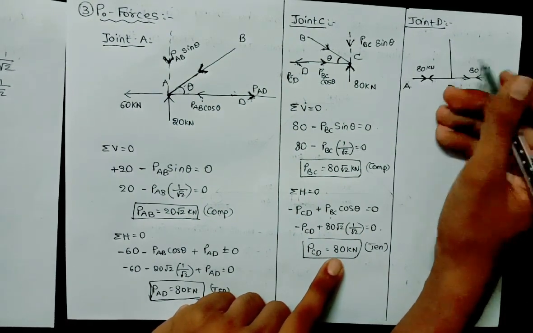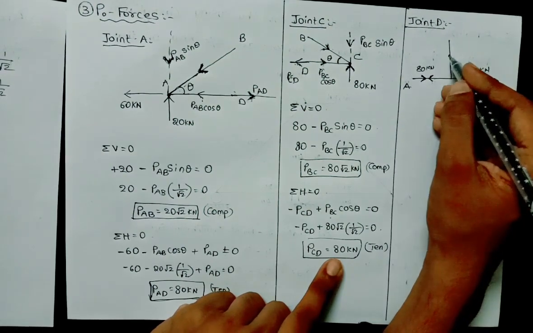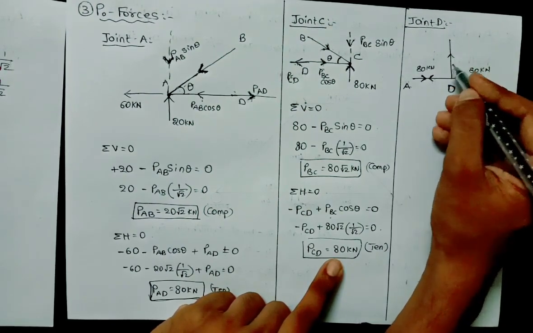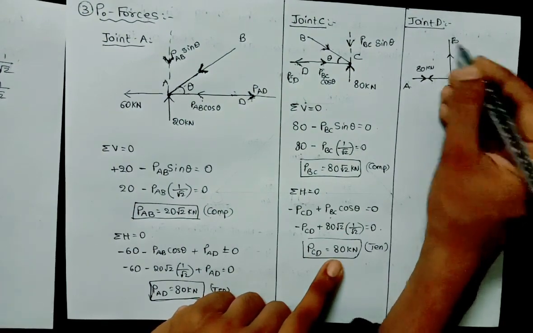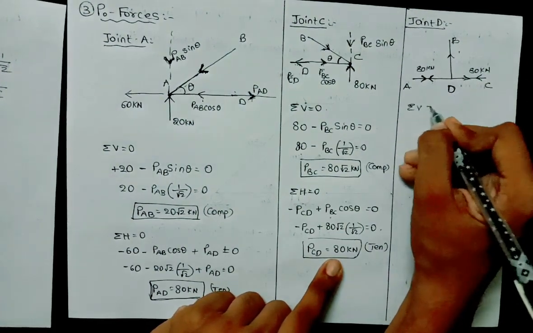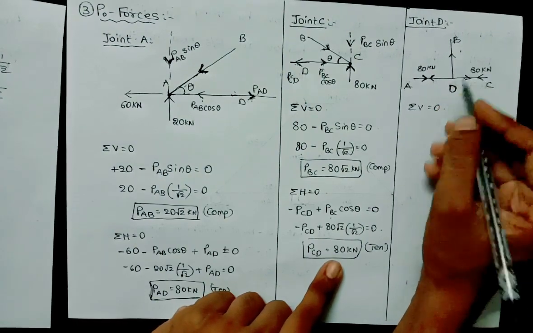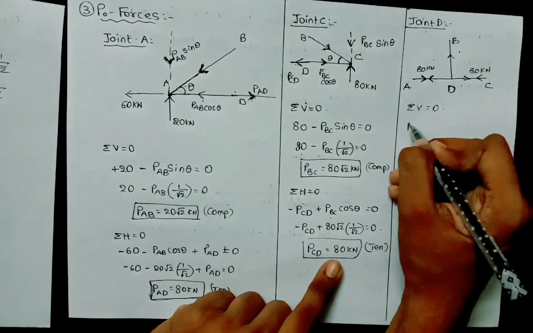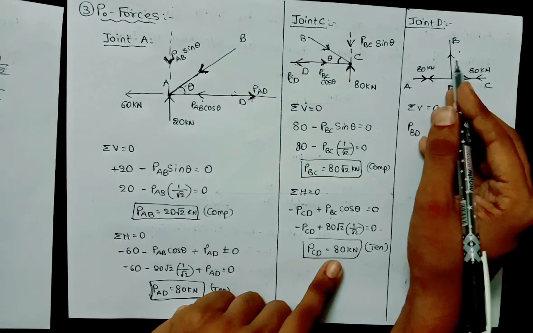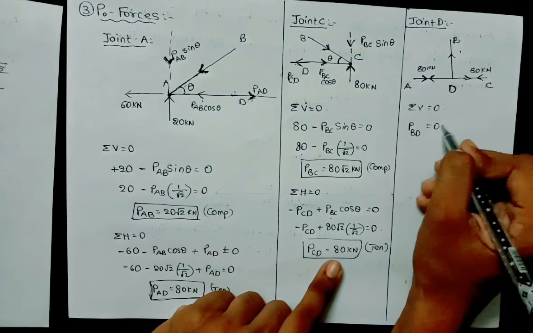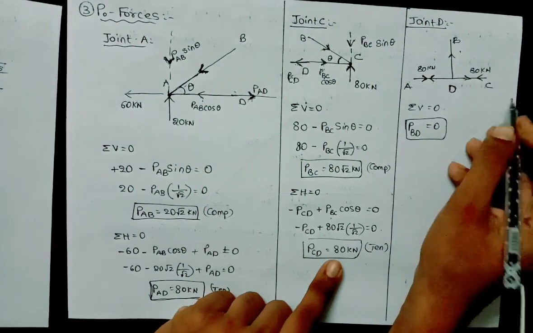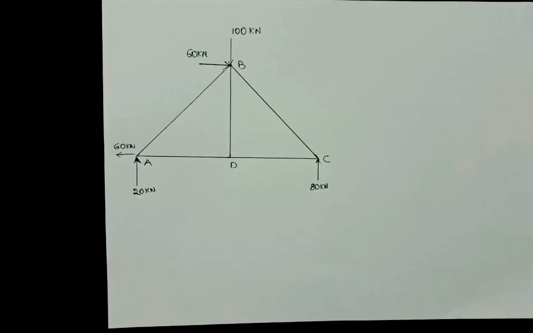In the member you can assume either upward or downward direction. I am assuming upward direction. Here there will be PBD. We have to apply sigma V equal to 0 to find the force in this member. PBD is in upward direction, and there are no downward forces, so it is equal to 0. There will be no force in PBD.